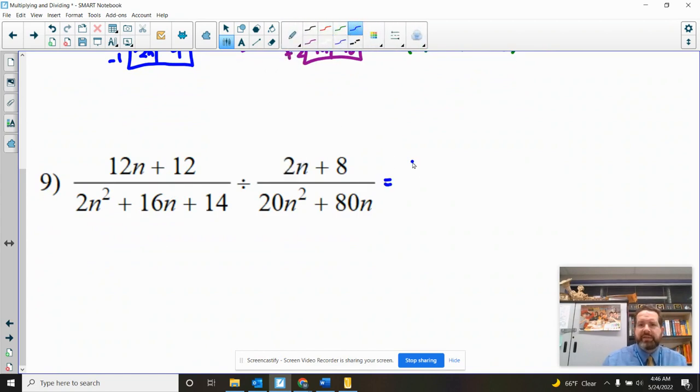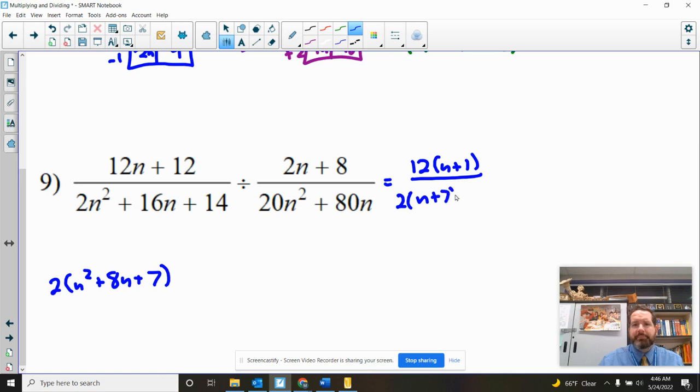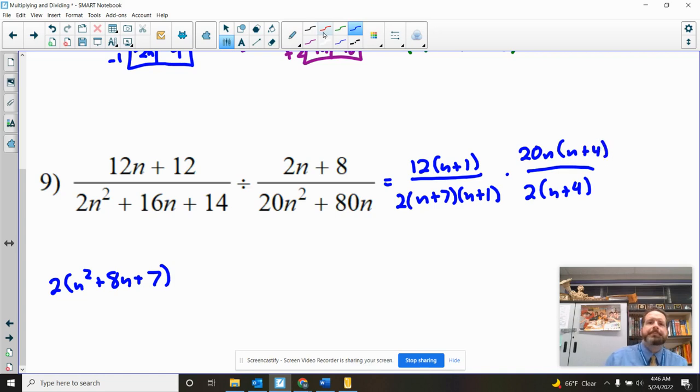And one more. First off, GCF, those have a 12 in common. Down here, first off, let's think to the side here for a moment. Those are all even, so divide the 2 out. I'm now looking for the two numbers that multiply to 7 and add up to 8. Well, that is 7 and 1. Change to multiply and flip over. So this 2n plus 8 is going to become 2 quantity n plus 4 on the bottom. And then this one here, they have a 20n in common. That's going to leave us with an n plus 4.